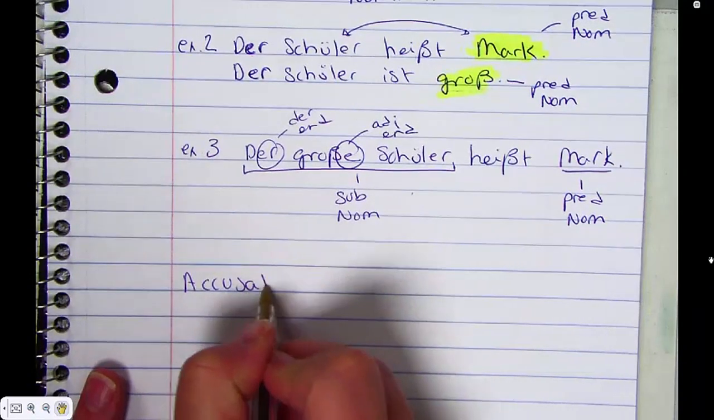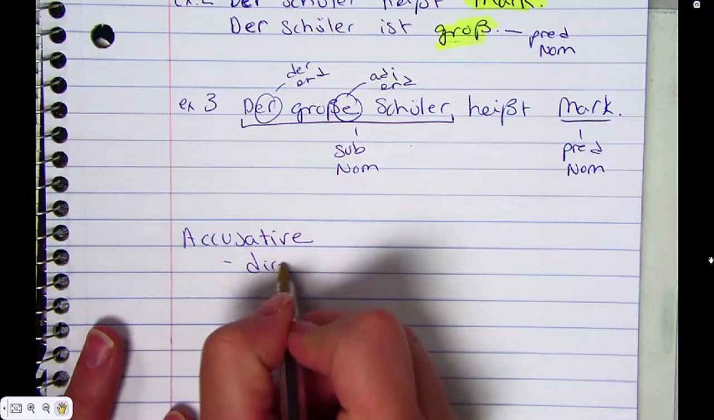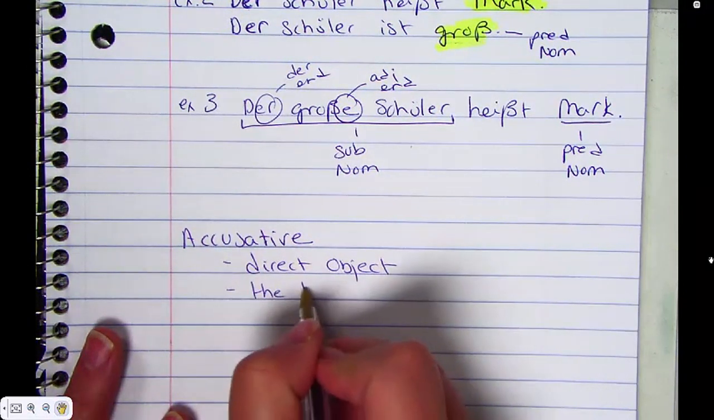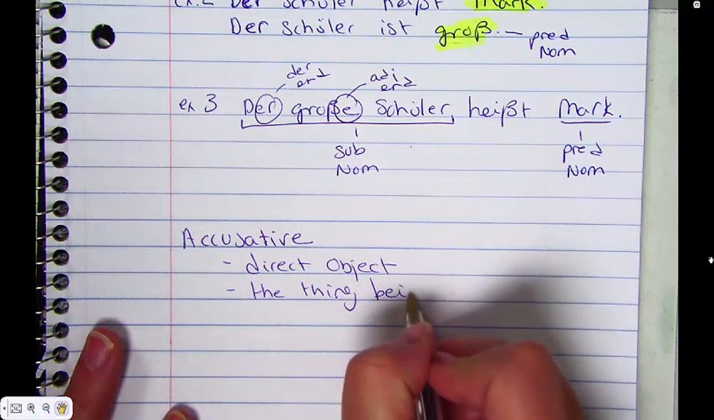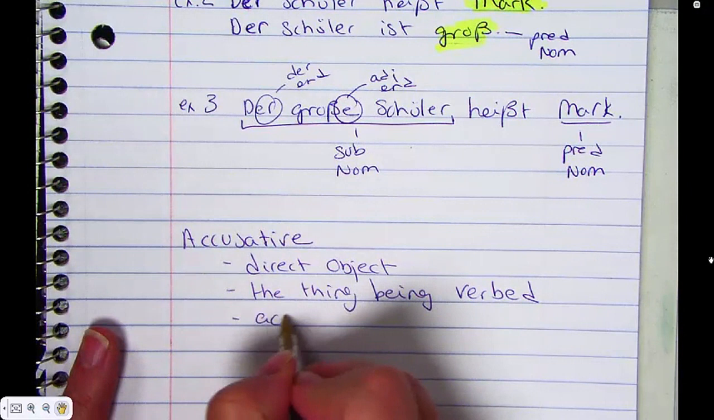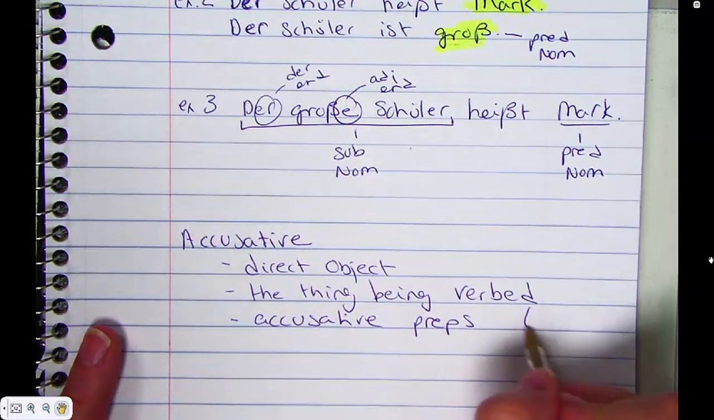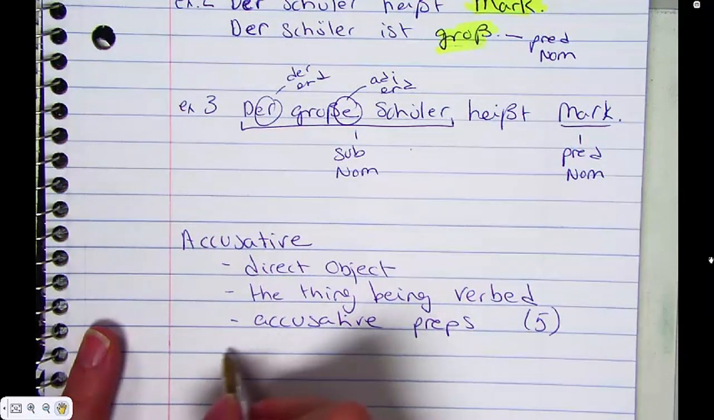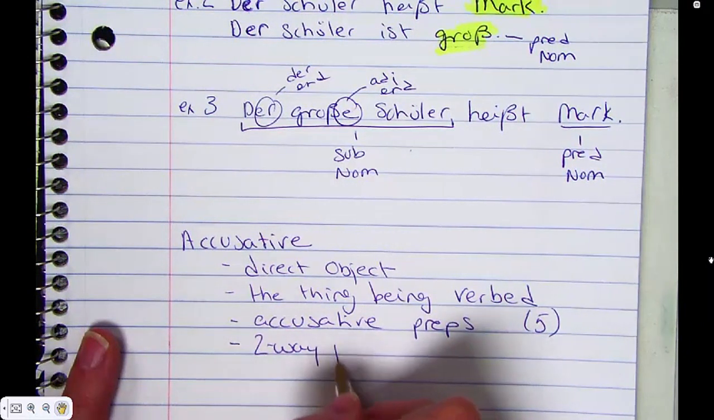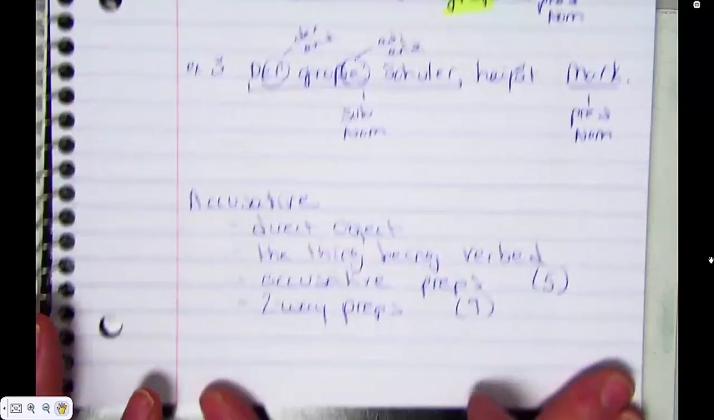Okay, next was accusative case. Now accusative case was your direct object case. It was the thing being verbed. But you also used it with accusative prepositions. There were 5 of those that you needed to know anyway. There's a couple more. And then you had the two-way prepositions. And that was the number 9. So first of all, the thing being verbed.